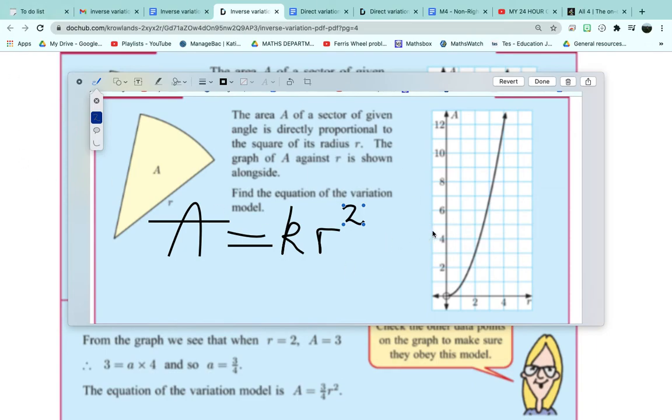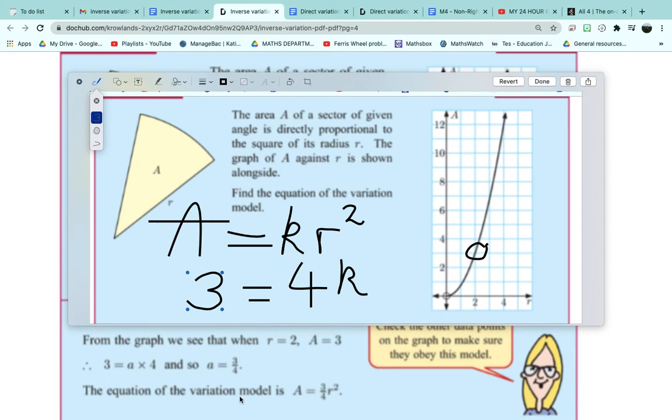All you do is pick a random coordinate. Now, I'm going to go for this coordinate because it goes exactly through the cross-hatchings. This is when r is 2 and a is 3. We'll replace r with 2. 2 times 2 is 4. Then we get 4k. A we've said is 3. So rearranging, all we get is that k is equal to 3/4.